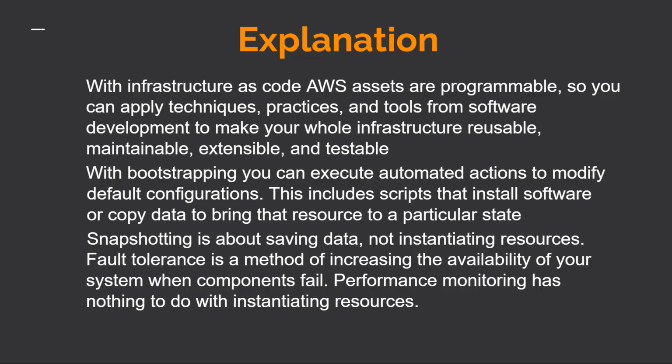Explain. With infrastructure as code, AWS assets are programmable, so you can apply techniques, practices, and tools from software development to make your whole infrastructure reusable, maintainable, extensible, and testable. With bootstrapping, you can execute automated actions to modify default configurations. This includes scripts that install software or copy data to bring that resource to a particular state. Snapshotting is about saving data, not instantiating resources. Fault tolerance is a method of increasing the availability of your system when components fail. Performance monitoring has nothing to do with instantiating resources.